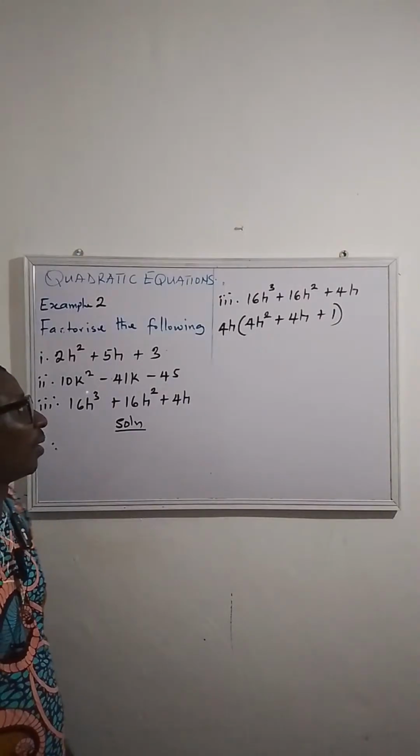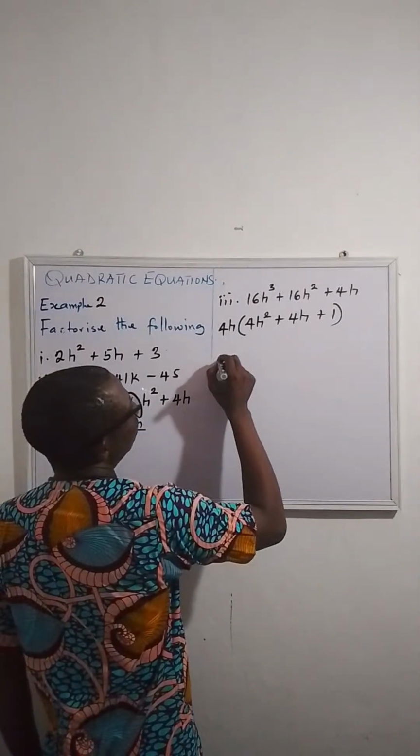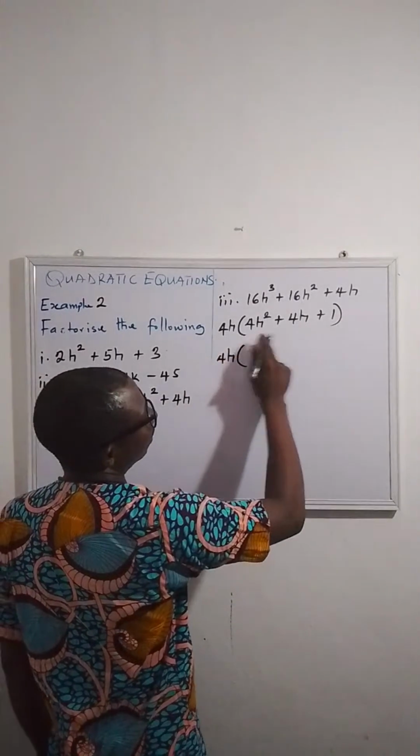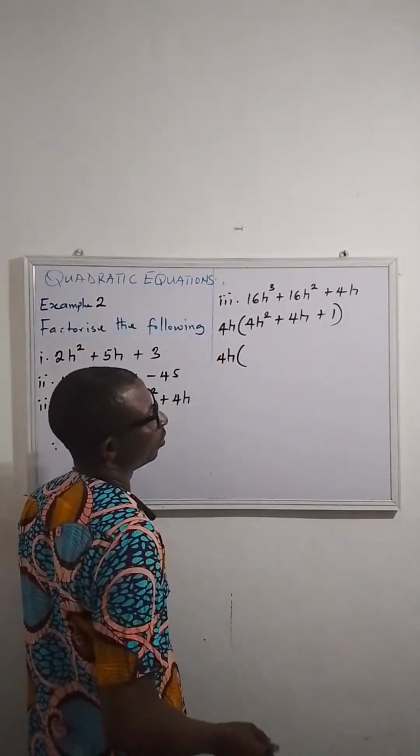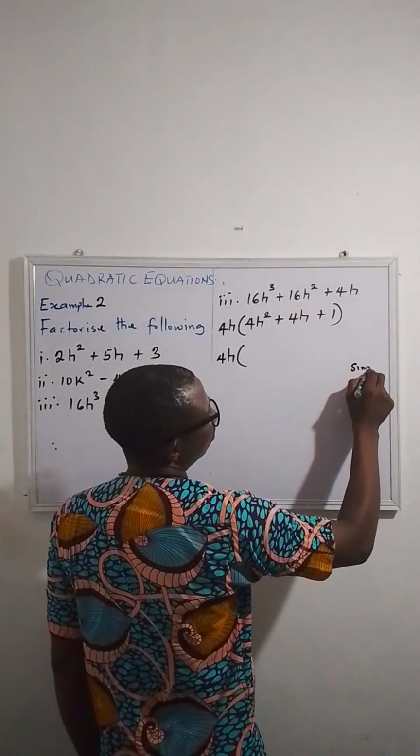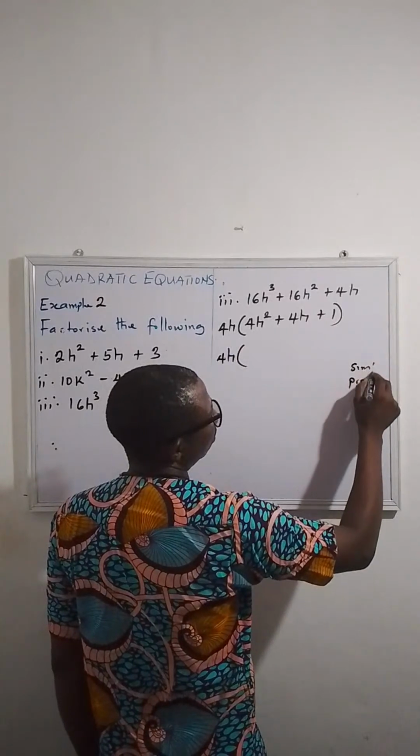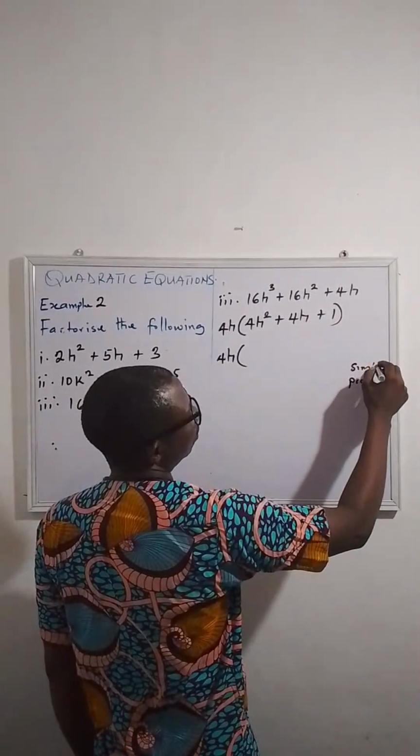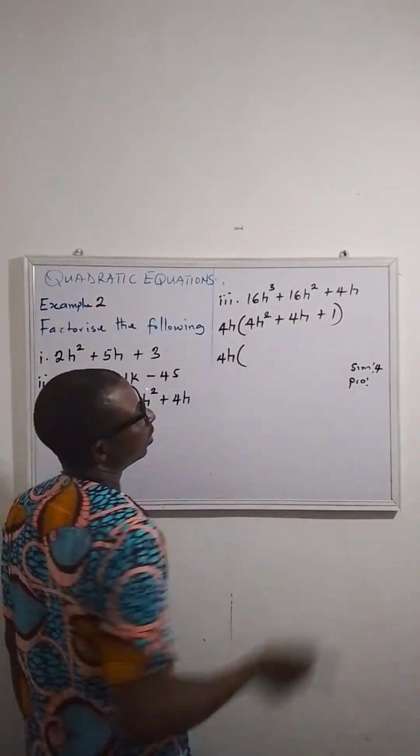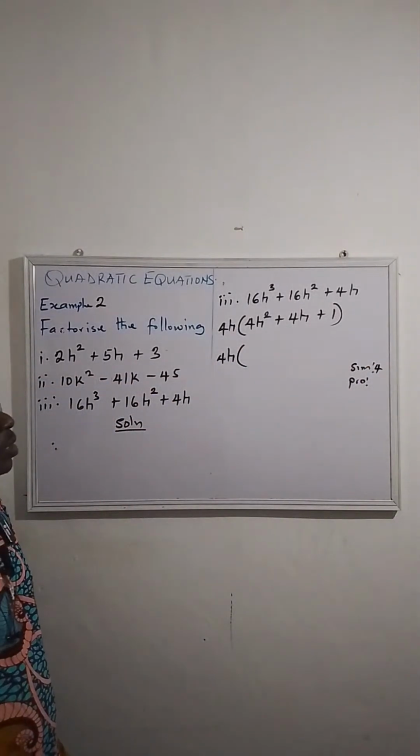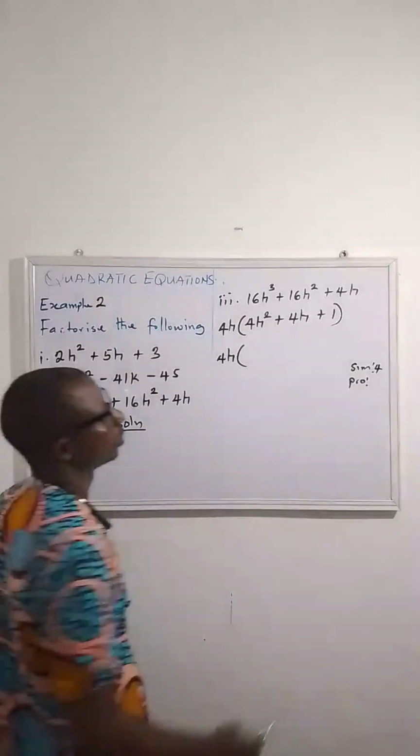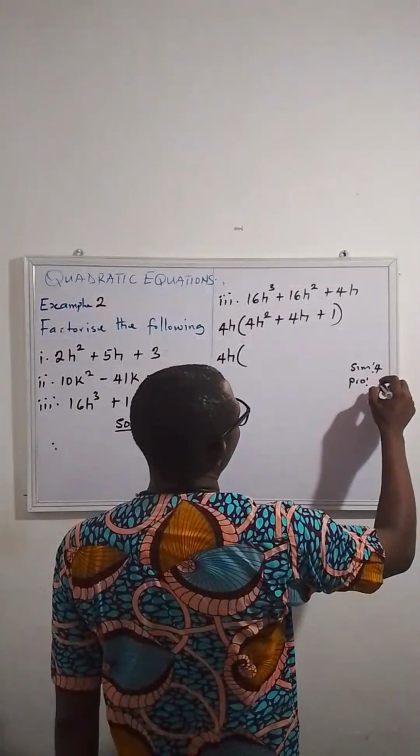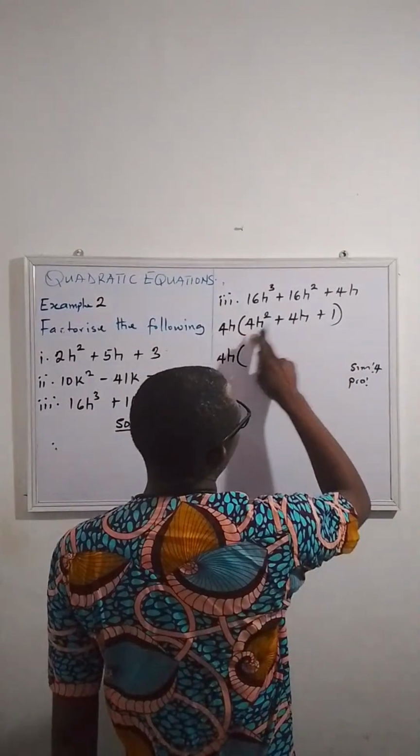So now how do we do this? What we have in the brackets, let's look for the sum and product. Sum is what? Plus 4. And what is the product? The product is also plus 4, I think. Now you use this to multiply this.